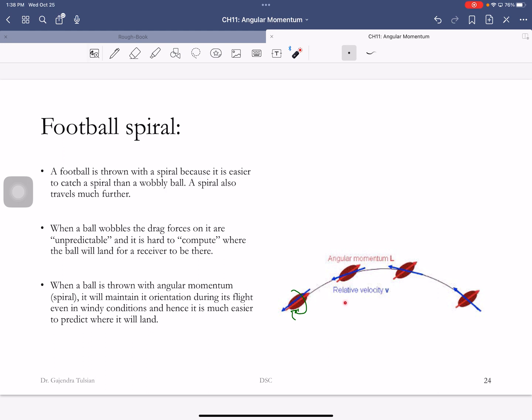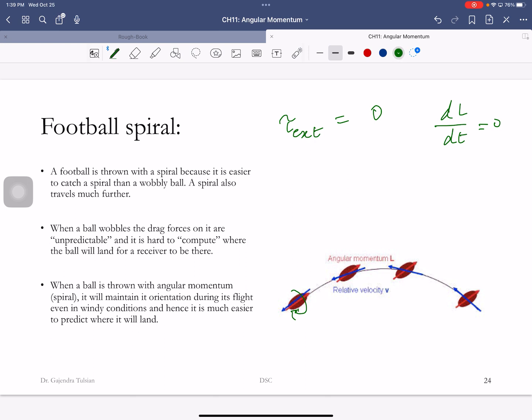Like I said, when the wind blows, the torque of the wind, any random force applied, this is 0. So dL by dt is 0. So if you throw a spinning football, the L is constant, so the spin will point in the same direction. So if the wind is blowing like this, the face of the football is the same, and so the drag force is constant.